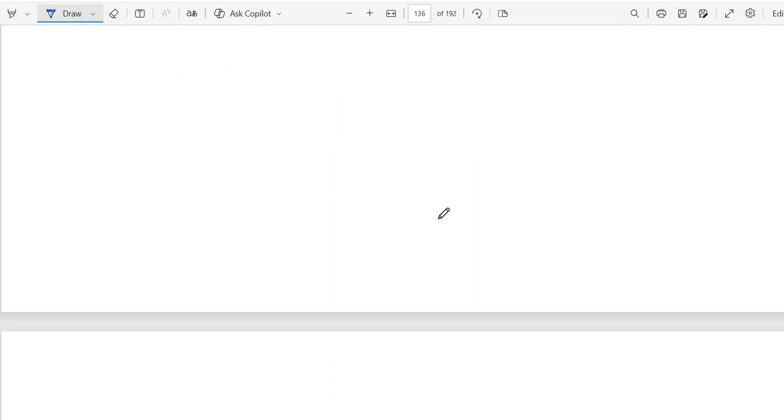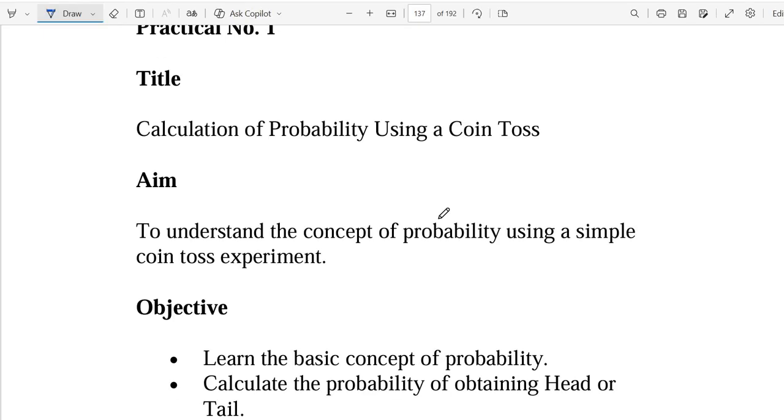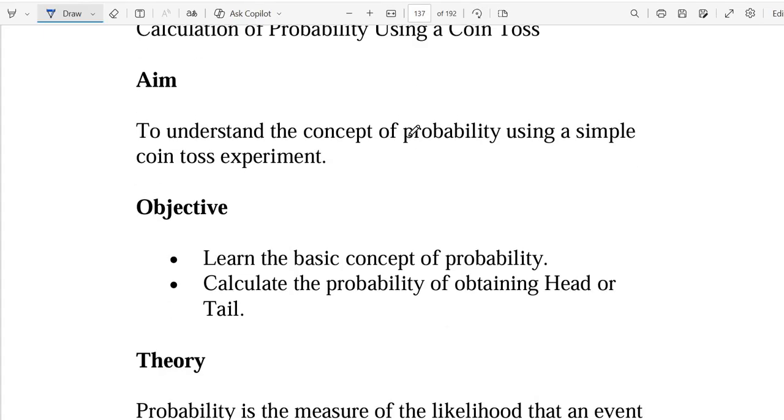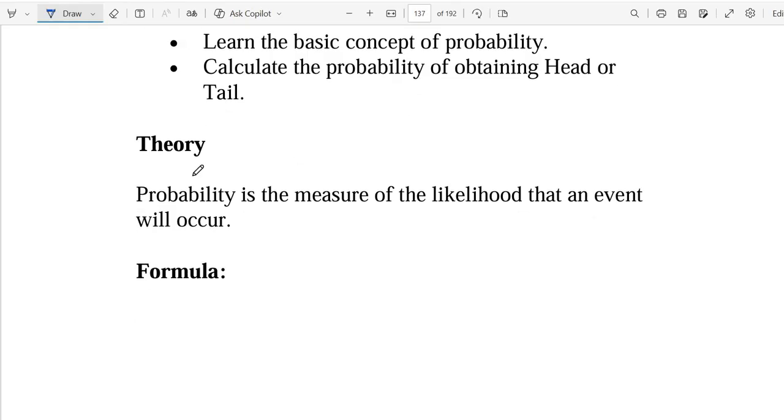Right? Now, coming to the first practical of unit 4, what we have to do? We have to calculate the probability of a coin. Suppose we toss a coin, what is the probability that it will fall on head or it will fall on tail? So we have to find the probability. First, see what is probability.